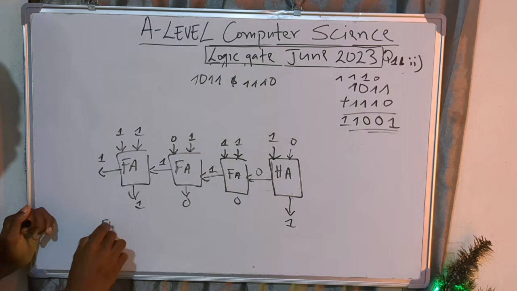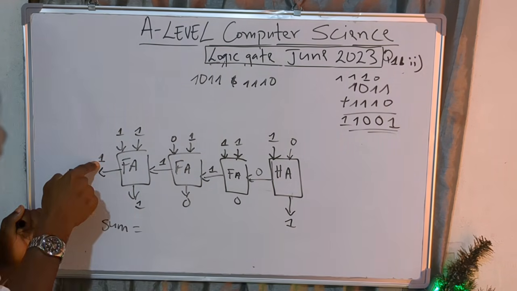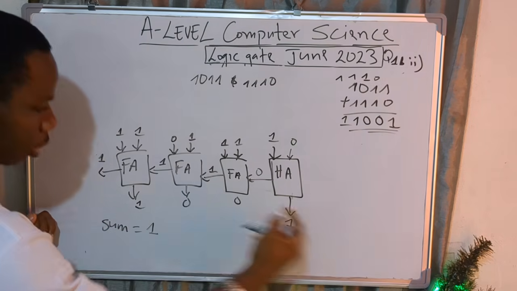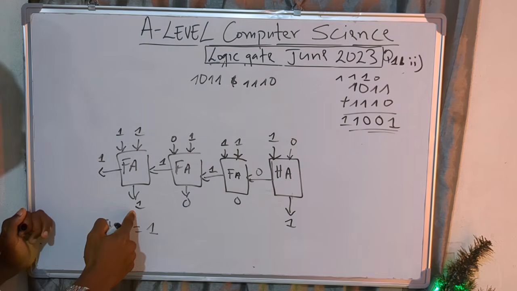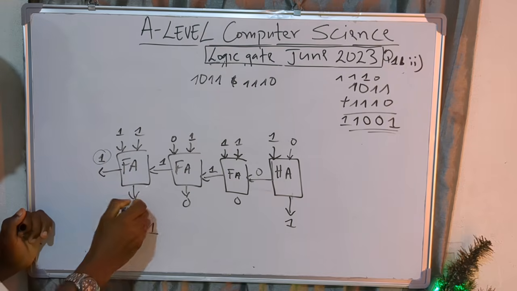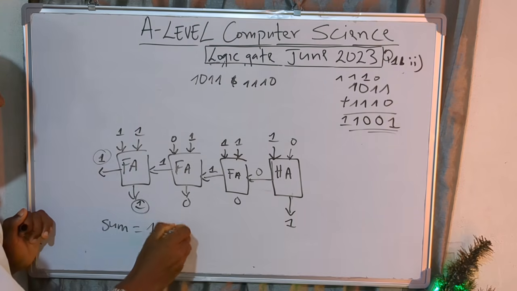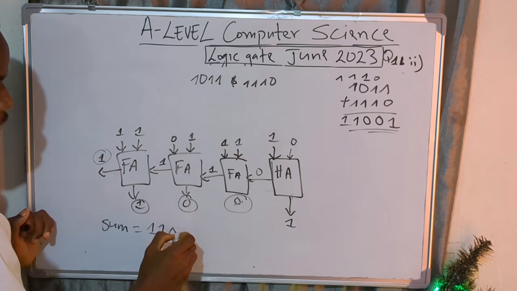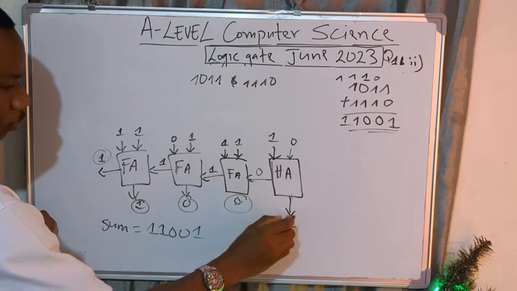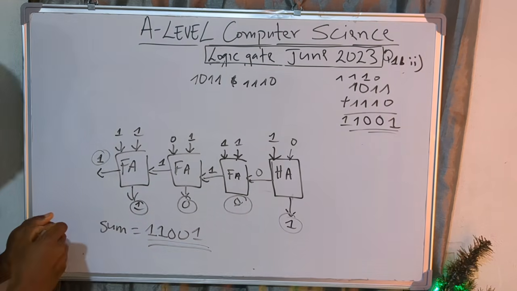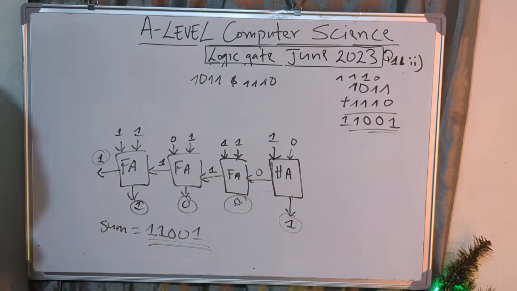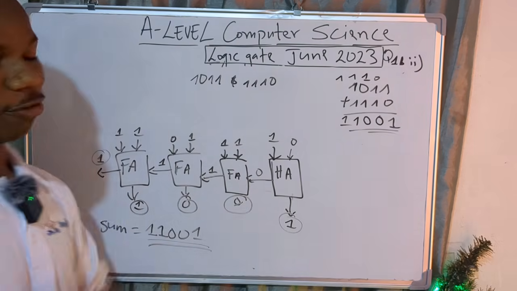Good. So now what is the final answer? What did I say? We take the last C out here, which is 1, combined with all the sums that we have down here. So you take this 1 first, then you take this 1, then 0, then this 0 also, and this 1 also. At the end, this is your final answer. If you look very well, this and this are the same, meaning you can also perform this operation this way.